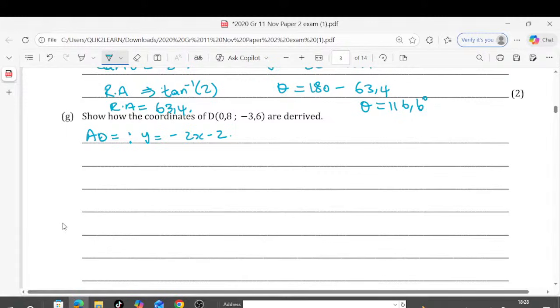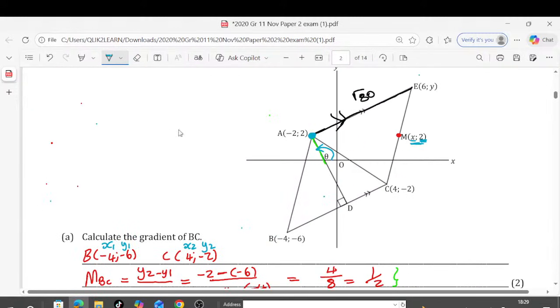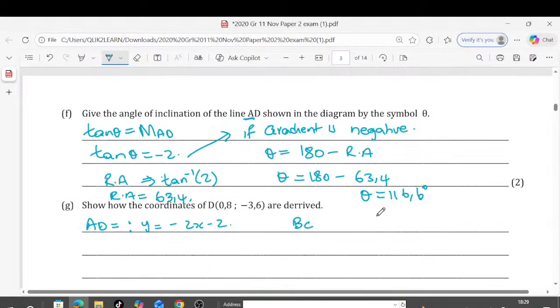Now, if this is the equation of AD, we also need the equation of BC. Look at that point D. This point D is the point of intersection, where AD and the line BC meet. So we need to find the equation of AD and the equation of BC, then equate them and solve for x. We already know AD, we need to find BC.